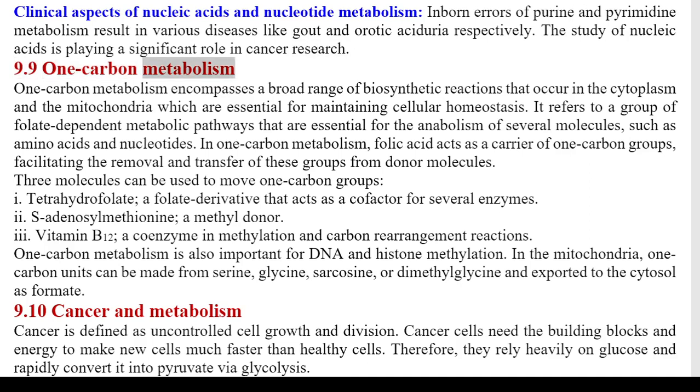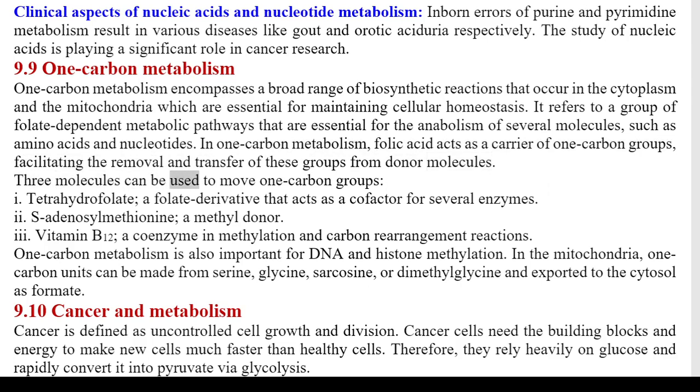9.9 Carbon metabolism. Carbon metabolism encompasses a broad range of biosynthetic reactions that occur in the cytoplasm and the mitochondria, which are essential for maintaining cellular homeostasis. It refers to a group of folate-dependent metabolic pathways that are essential for the anabolism of several molecules, such as amino acids and nucleotides. In one-carbon metabolism, folic acid acts as a carrier of one-carbon groups, facilitating the removal and transfer of these groups from donor molecules.